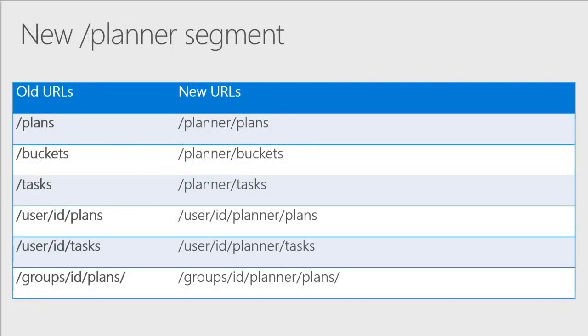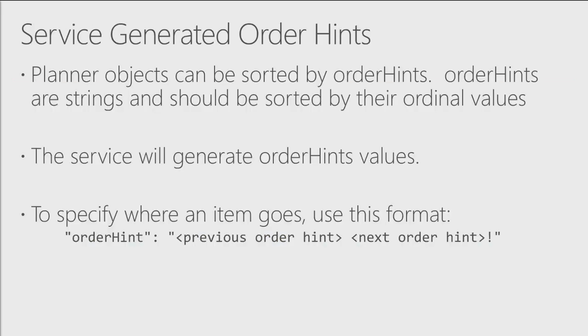The first one is really straightforward. This is for folks who've been playing with our previous beta API. You'll notice that we had a bunch of unadorned URLs. And so part of us moving to V1 is making it clear that you're dealing with Planner content. So in this case, we've added the Planner segment to several of the URLs that we have to access Planner resources.